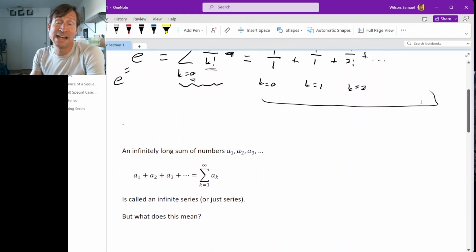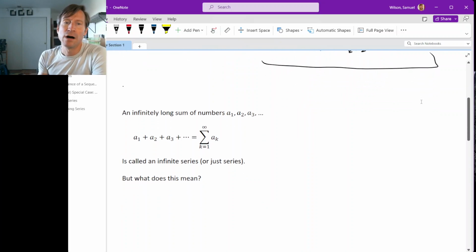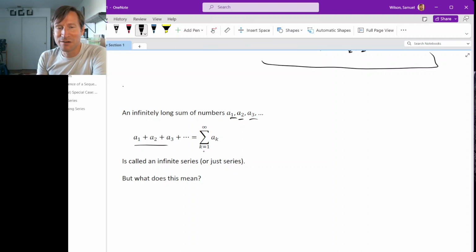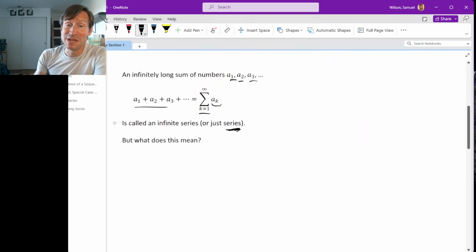So first of all, let's name this phenomenon in general. If we have an infinitely long string of numbers, then adding them all up, so the sum from k equals 1 to infinity of some numbers a sub k, we're going to call this an infinite series, or usually just series. If you say series, most people, I think, will assume you mean infinite series. So we need to give this some meaning.